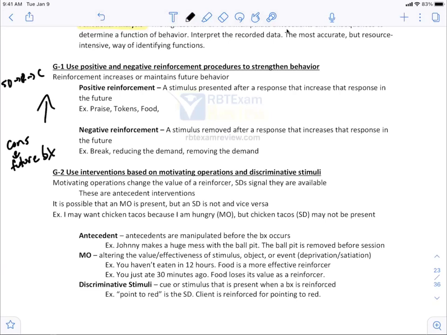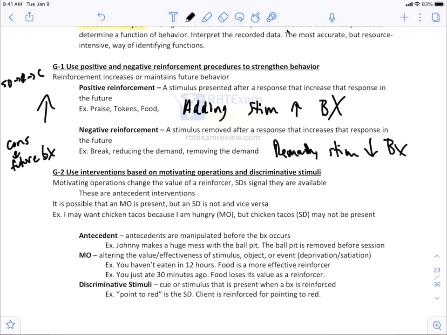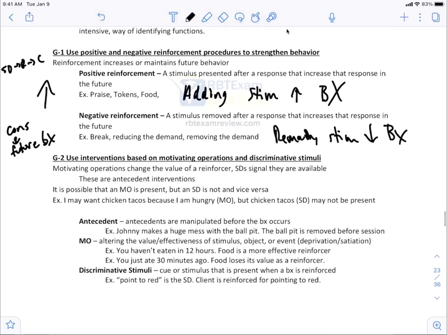What is positive reinforcement? We are adding stimuli to increase BX. Okay. Praise, tokens, food. Negative, removing stimuli to decrease BX. This is escape, so break, reducing the demand, removing the demand. Positive, negative reinforcement, very straightforward, right? Using interventions based on motivating operations and discriminative stimuli.